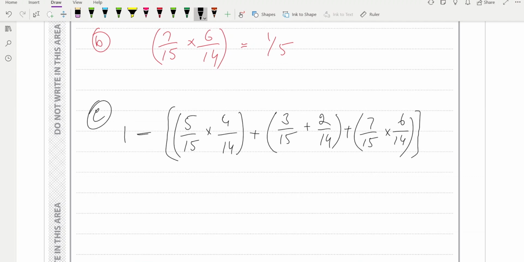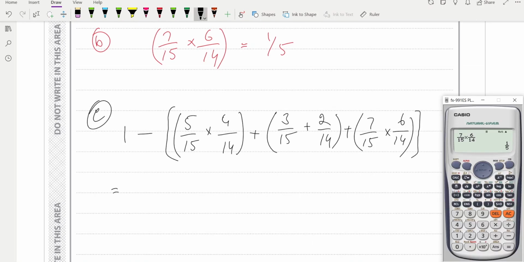Why are we subtracting from 1? As I told you, they are asking for not the same color. We have taken these probabilities for the same color and we are subtracting from 1 to get not the same color. So this will be equal to, we can solve this. Basically I will be solving them separately.